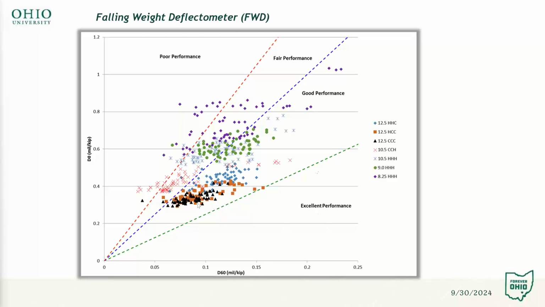So we can see the cluster of sections that were at 12.5 being clustered in the good performance section right here, where the section that had 8 1/4, which is section 7, was clustered towards the fair and poor performance as predicted by the falling weight. The conventional section with 10 1/2 was in the fair range, and then the high polymer section at 10 1/2 was in the fair to good performance region. Again, this is from the D0 to D60 ratio, which was by Edwards and Figueroa.